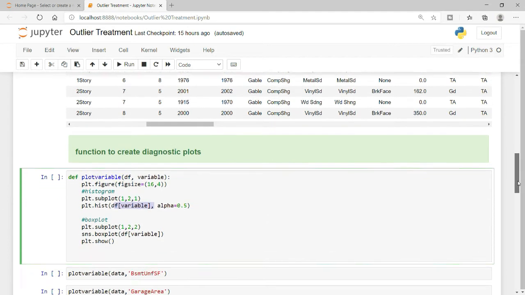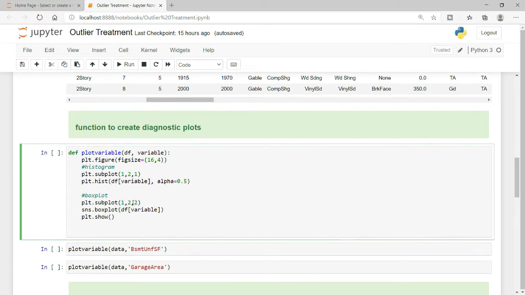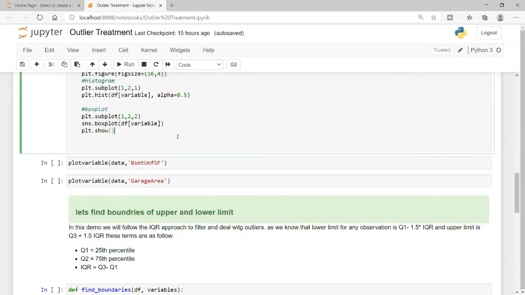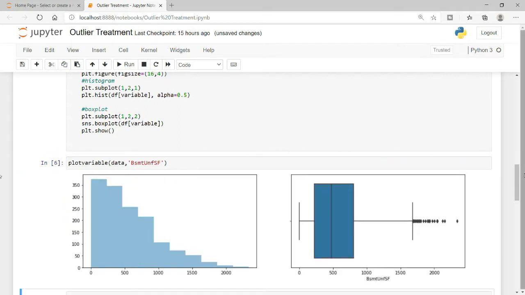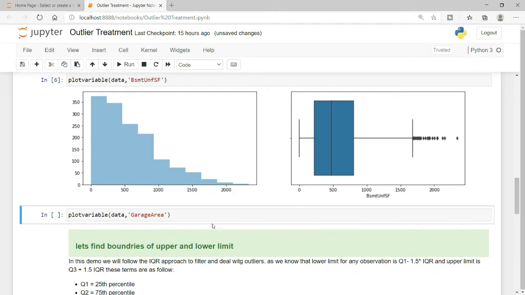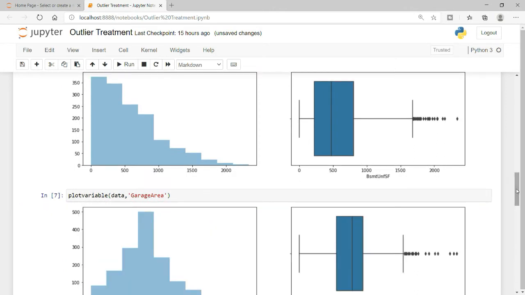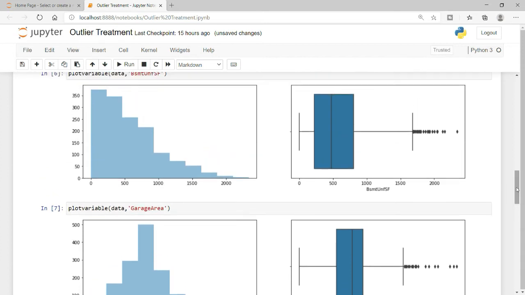And in the second plot, in the first row, second column, I am printing a box plot of the variable of interest, and then I am printing these. So let me run this function, and then I'm basically visualizing these two variables here. You can visualize as many as you want. You can do a complete analysis, but to keep the video shorter and for the purpose of understanding, I'm using these two variables here, which are basement and my garage area.